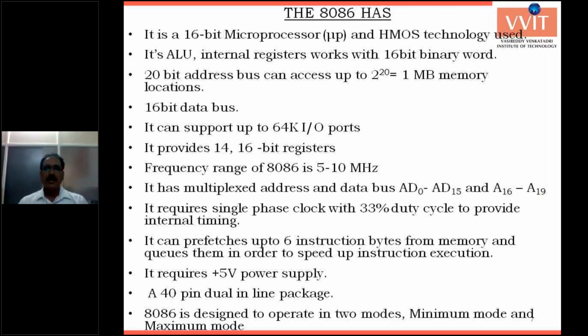Now the 8086 microprocessor uses HMOS technology for its semiconductor devices. HMOS is high-performance metal oxide semiconductor, and another technology is CMOS. C indicates complementary metal oxide semiconductor.